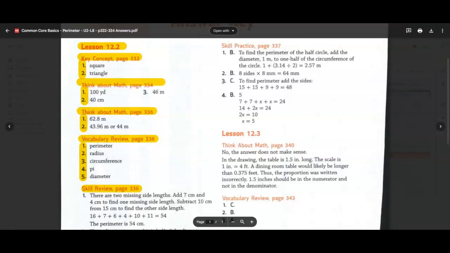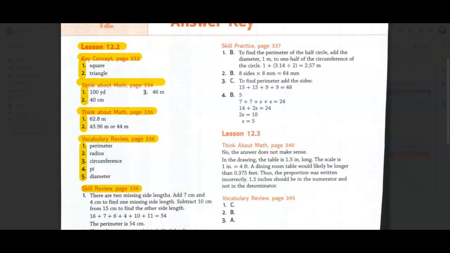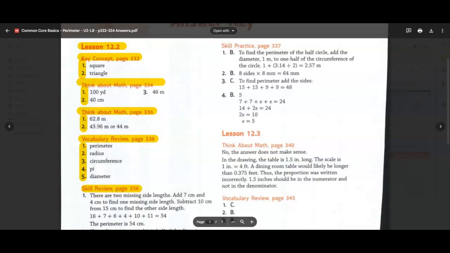All right, any questions about those? 100 yards, 40 centimeters, 46 meters.